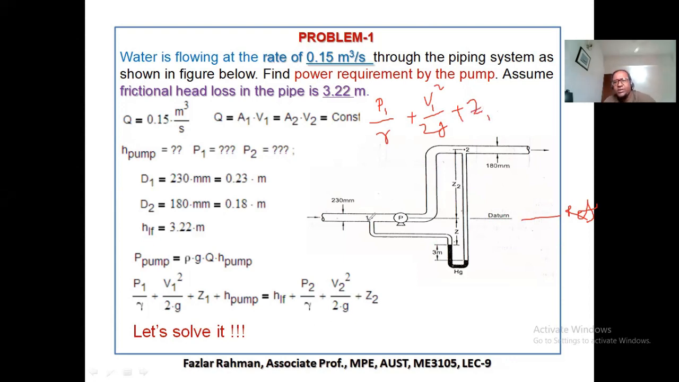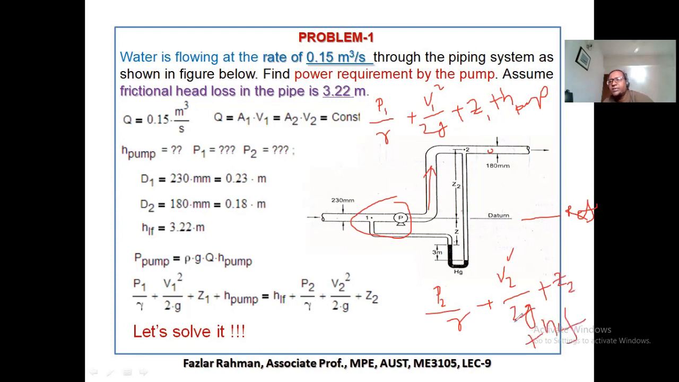Then you add a pump, right? That means how much energy is added to the fluid by the pump? That will be equal to H pump. This H pump we need to figure out. Okay, so this much energy heading toward point 2. So point 2, how much energy right over here? That will be P2 by gamma plus V2 square by 2G plus Z2 plus loss in the pipe on the road.